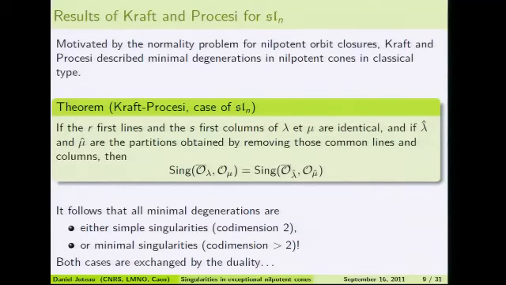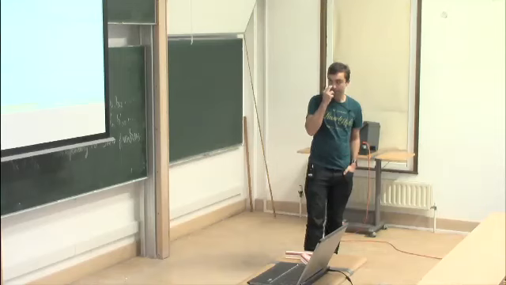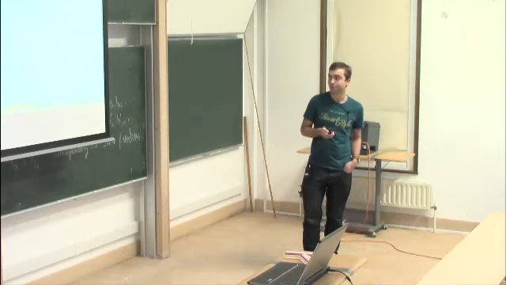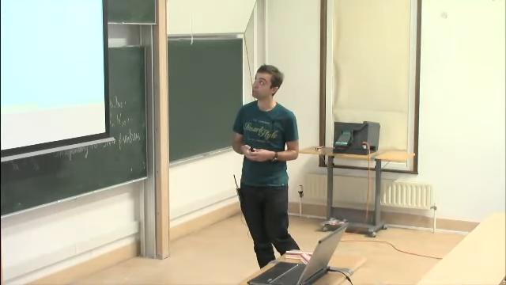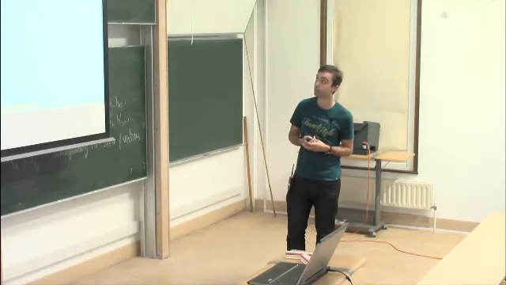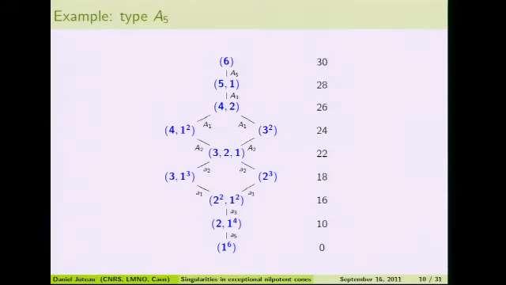I said before there was an order reversing involution on partitions. So clearly those two cases are exchanged by the duality. It would be nice to have something similar for other types, but then you have to restrict to special orbits. This is an example of type A5. You have the poset of partitions of 6, and you can work out very easily, suppressing rows and columns, what the singularities are. And you can see the symmetry as well.